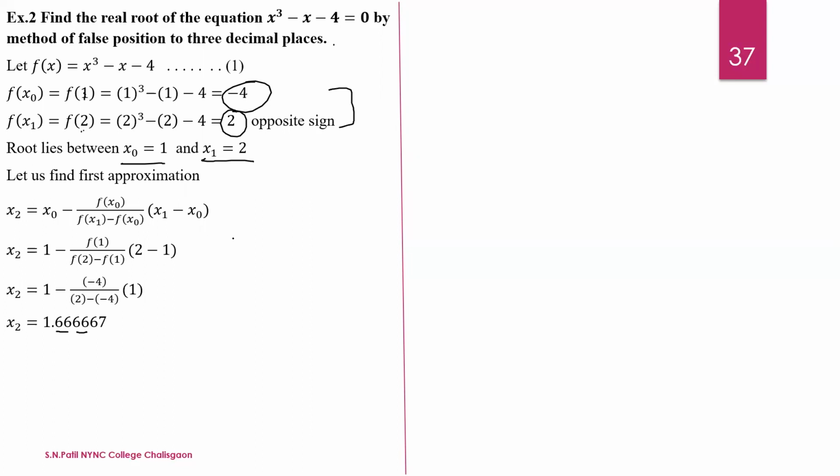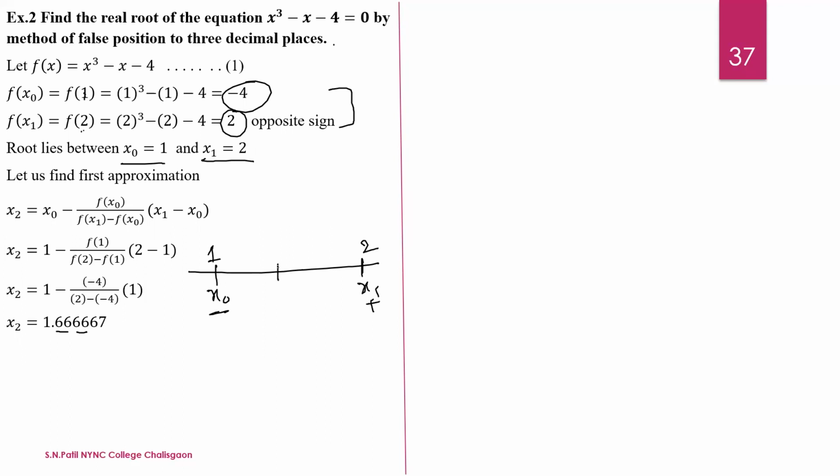Now see, this is the x0 point. x0 means 1. And this is the x1 point. x1 means 2. The value of f at x0 is negative, and the value at x1 is positive. That is, the root lies between x0 and x1.